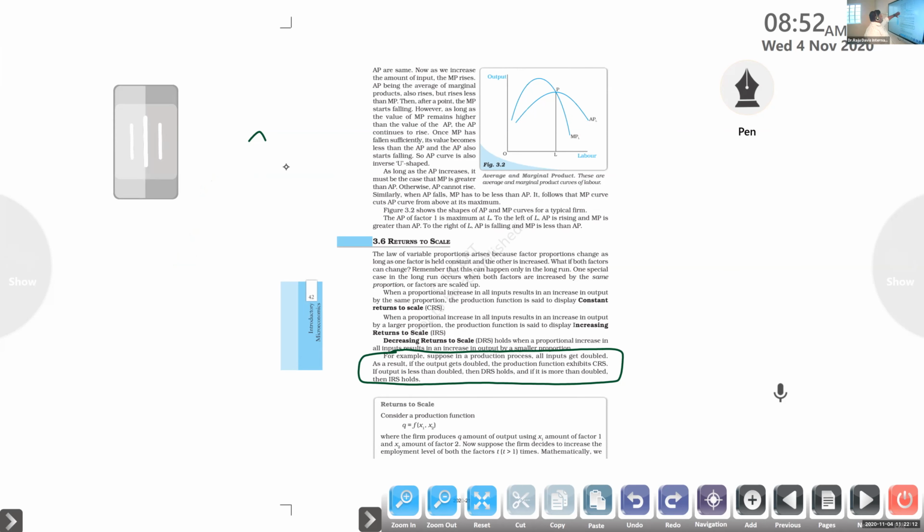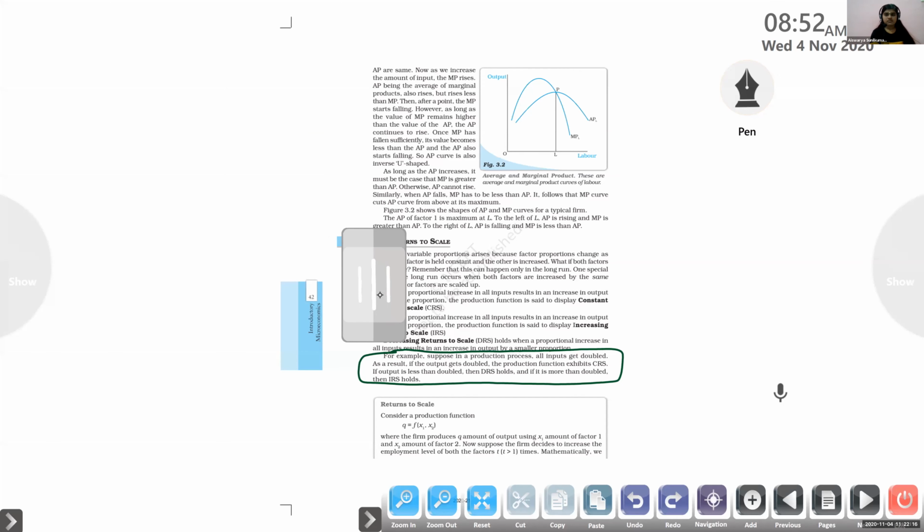Clear or not? Tell me, no reply from you people. What happened? Yes, sir. Okay. Next one, same page, last area. I mean 42.